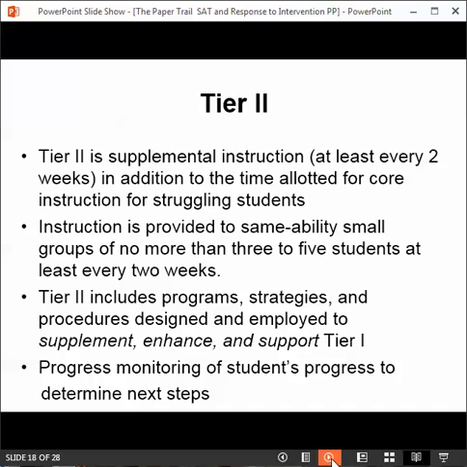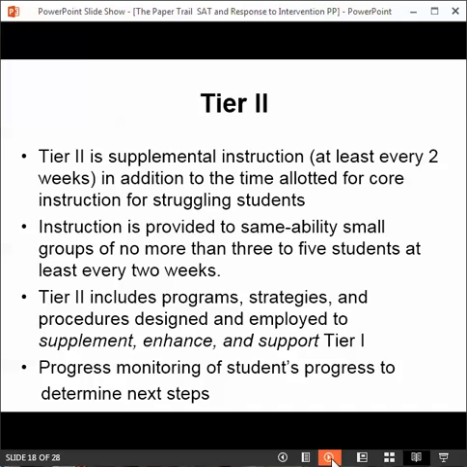Tier 2 is supplemental instruction at least every 2 weeks, so the student's getting something extra in addition to the time allotted for core instruction. So if they're having a math problem, every couple weeks they get a little supported instruction for that. Instruction is provided to the same ability small group, so it's with a group of students who are struggling, of no more than 3 to 5 students at least every 2 weeks. Tier 2 includes programs, strategies, and procedures designed and employed to supplement, enhance, and support whatever was taught in Tier 1, or just the regular curriculum that's happening in the classroom.